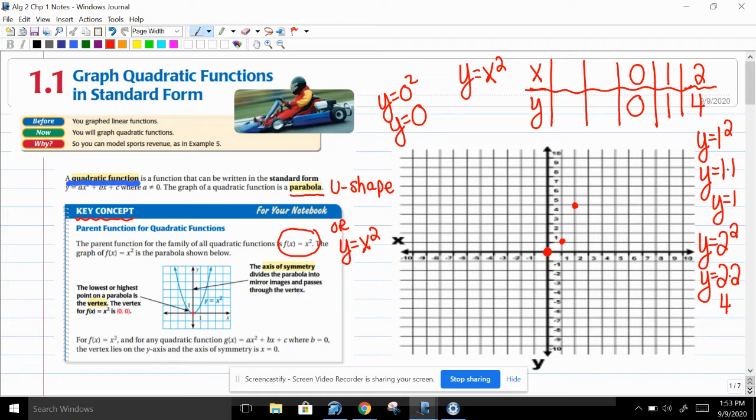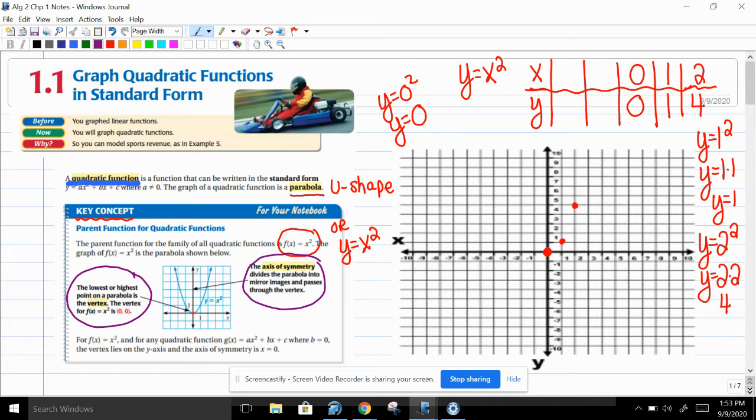Now, the beauty of parabolas is that they are symmetric. What it means by symmetric is that it's able to be flipped onto the other side of itself over what we call the axis of symmetry, which is defined here. The axis of symmetry is what divides the parabola into mirror images and is going to pass through what we call the vertex. The vertex is where the parabola changes direction. That is the lowest or highest point of the parabola, depending on our equation.